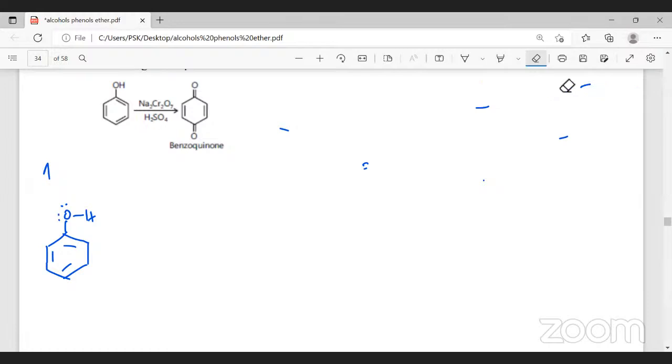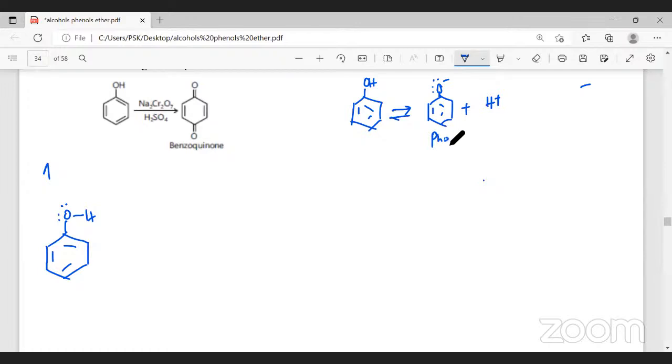Now, phenol, as I have written the structure, is C6H5OH. This is phenol. This phenol will undergo partial dissociation to form phenoxide ion, O minus. Already you have a lone pair of electrons on O minus, and you get H plus ion. This is called the phenoxide ion.